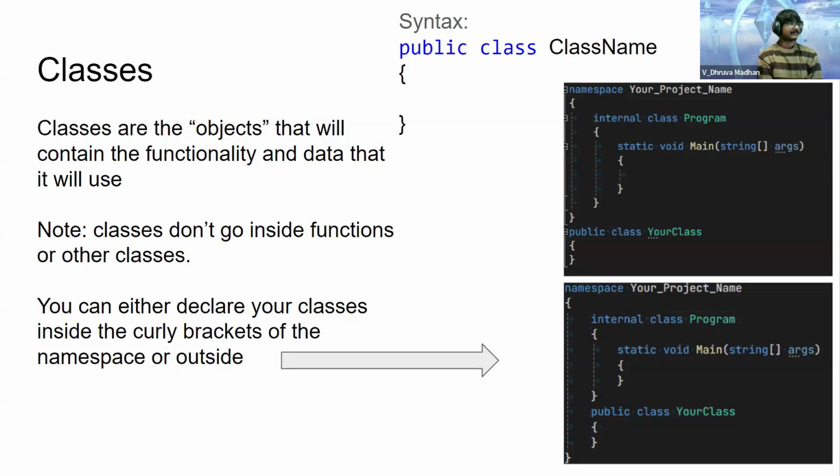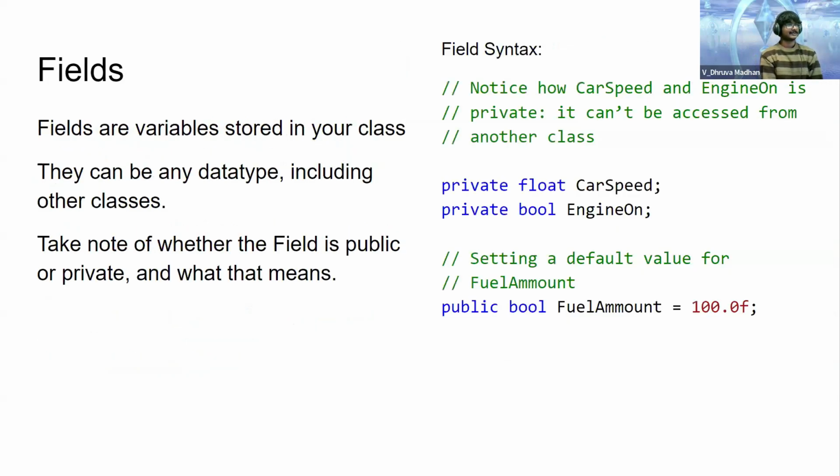And so classes can contain different things in them. They can contain variables, which can be called fields. And fields are variables stored in your class, basically. They can be any data type, and you can also put classes in other classes if you have them as fields.